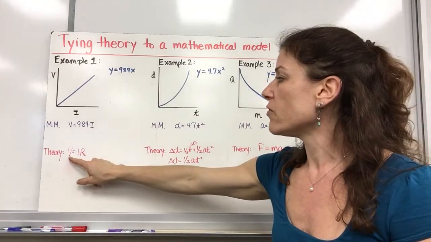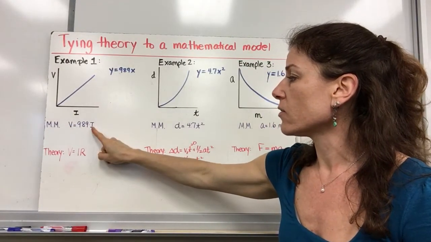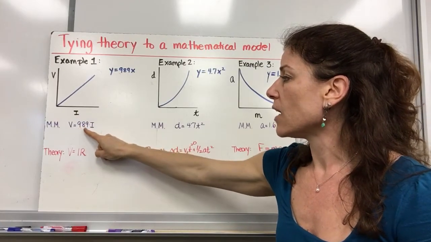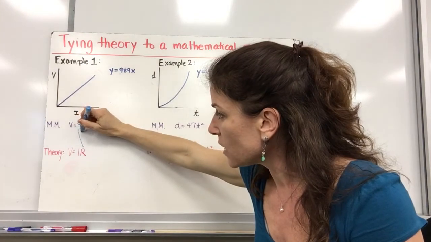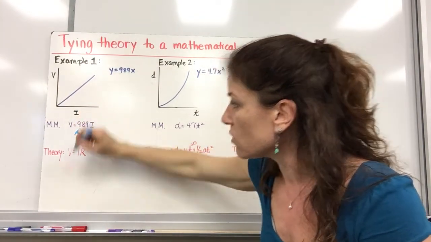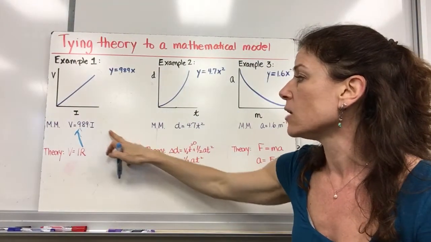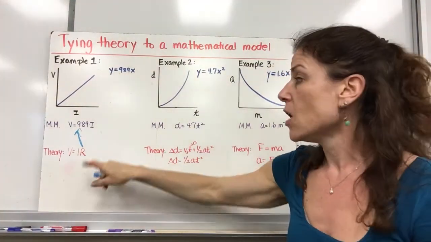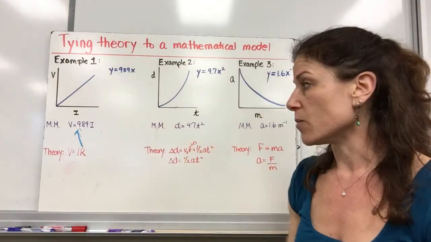And so if you know that V is on the Y and I is on the X, then you know that 989 must be this R, whatever R means. You don't know what R means right now, but that's how you use the mathematical model and tie it to the theory. So the theory here is mirrored by the results of your lab experiment.